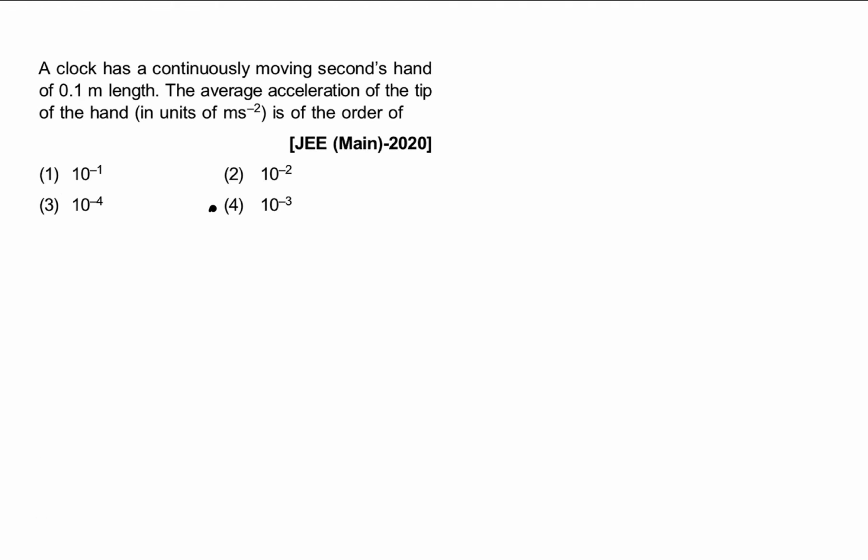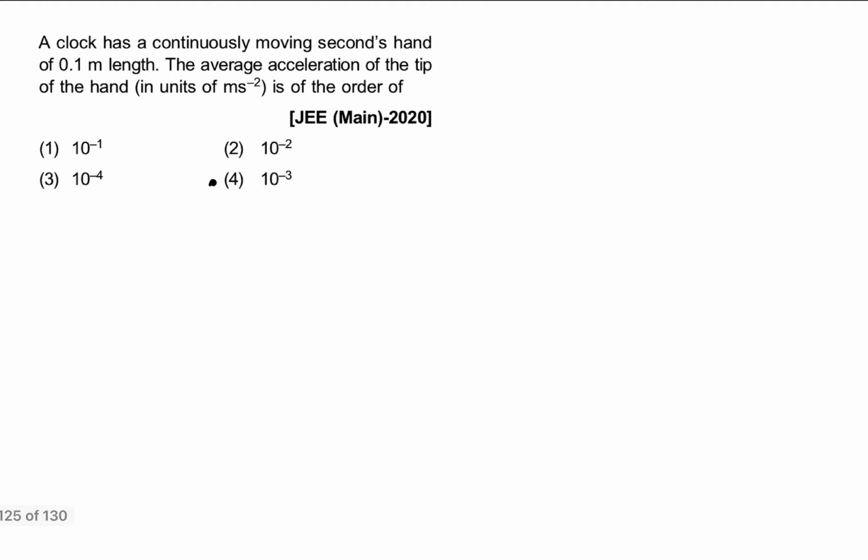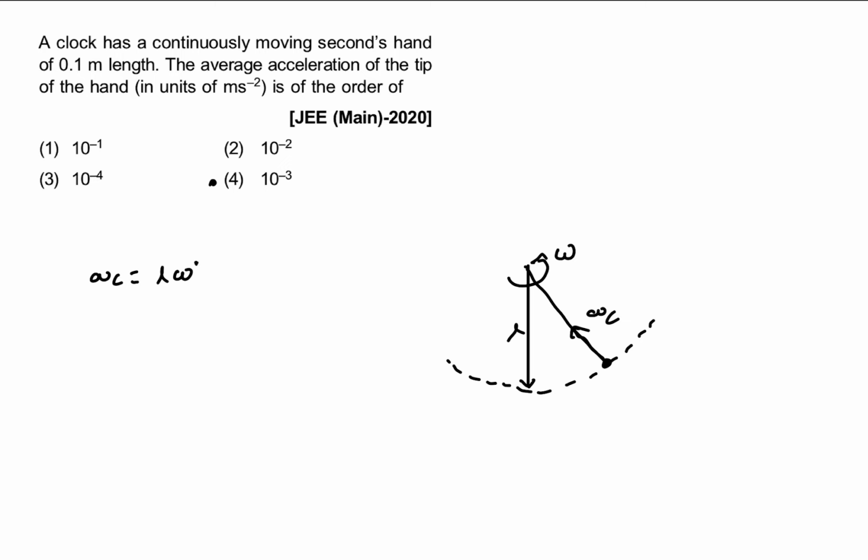Next one. A clock has a continuously moving seconds hand of length 0.1 meter. The average acceleration of the tip of the hand they are asking. Actually, seconds hand is moving in a circular path, and whenever it is moving in a circular path, the only acceleration acting is centripetal acceleration. That centripetal acceleration value can be written, whenever it is rotating with angular velocity omega, as L into omega square. L is given 0.1.